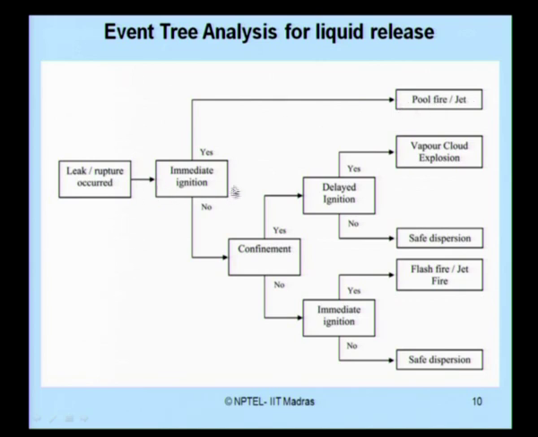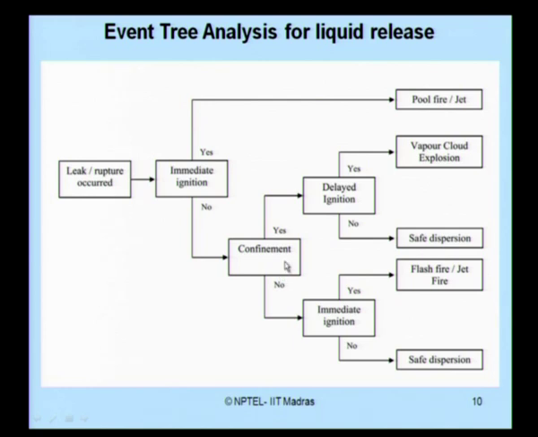Now if there is no probability of immediate ignition for that particular chemical or liquid being released, then check whether it is confined within a specific area. If it is confined, is it possible to have a delayed ignition? If the delayed ignition is possible, then it may result in what we call a vapor cloud explosion. If the delayed ignition is not possible, then it can have what we call a safe dispersion.